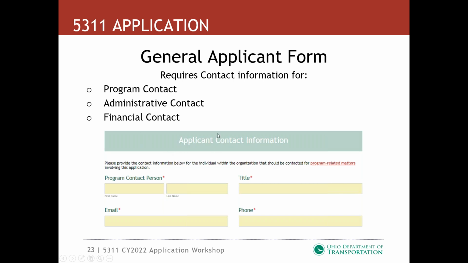And then there's also the contact information. There are going to be separate boxes for the program contact, the administrative contact, and the financial contact. This is just an example of the program contact, but it's the same fields for all three of these. There's also a checkbox if it's the same person for maybe two of these or all three of them. You can click there and it'll copy that information over to all those contacts, so you don't have to put in the same information multiple times.